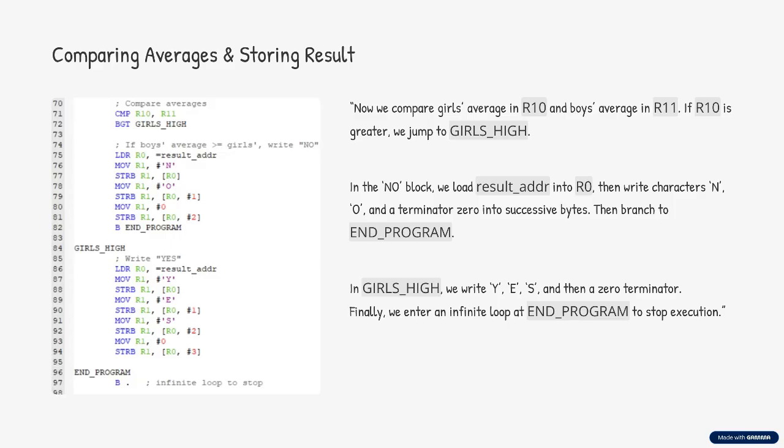In the no block, we load the result address into R0. Then we write the character N, O, and a terminator 0 into successive bytes. Then branch to end program. In girls yes, we write Y, E, S, and then a zero terminator. Finally, we enter an infinite loop at end program to stop execution.